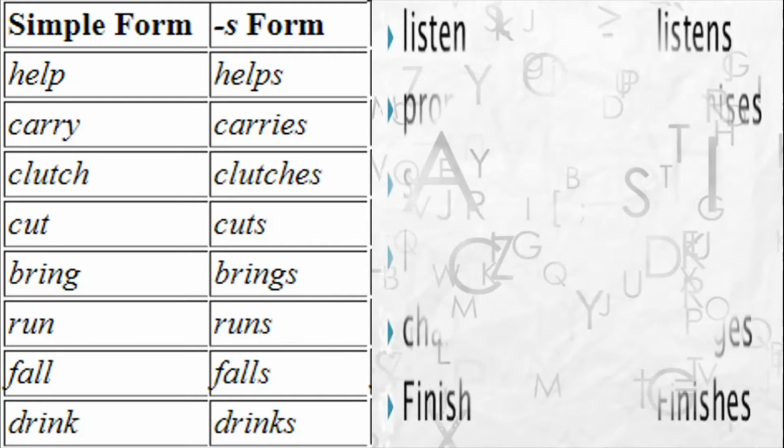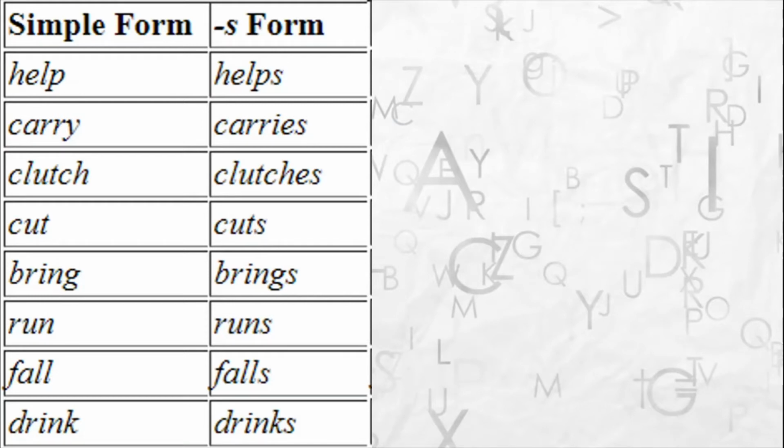Let us look at some examples here. So see, help becomes helps. Now the second one is a little different. Carry, you have the y, you drop it and it becomes carries. Okay, clutch, you add es, clutches. Cut becomes cuts, bring becomes brings, run becomes runs, fall becomes falls, and drink becomes drinks. So most of them, except for carry, are in the regular form. It takes the s or it takes the es.